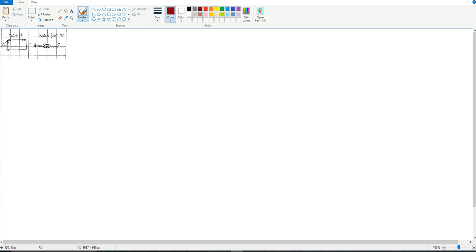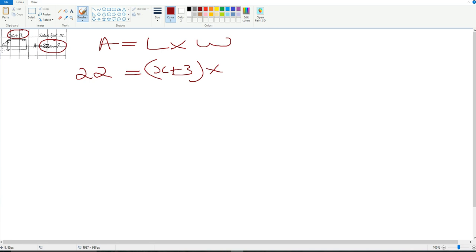So we got this rectangle here, and we need to work out the value of x. So the area of a rectangle is length times by width. The area has already been given to us as 22. So 22 equals the length. The length is here, x plus 3, times by the width, and the width is 4.